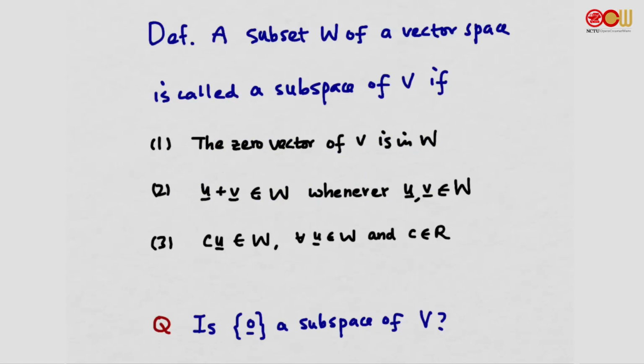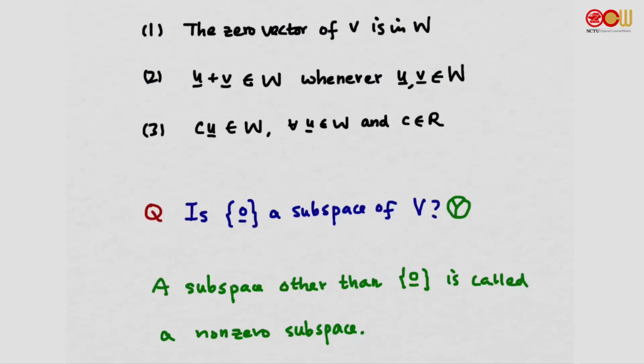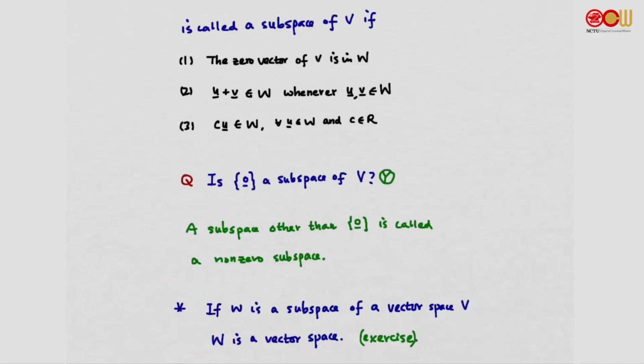The question: is the set of only the zero vector a subspace of V? That's indeed the case, right? Like we had seen earlier for subspaces of Rn. But this is a trivial subspace. A subspace other than this simple subspace is called a non-zero subspace.